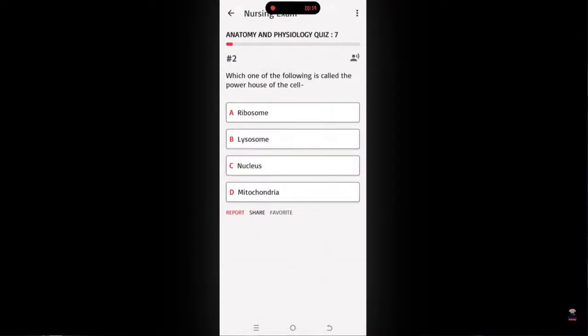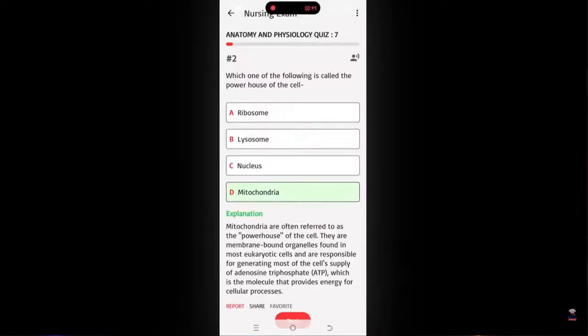Which one of the following is called the powerhouse of the cell? A. Ribosome, B. Lysosome, C. Nucleus, D. Mitochondria. Correct answer: D. Mitochondria are often referred to as the powerhouse of the cell. They are membrane-bound organelles found in most eukaryotic cells and are responsible for generating most of the cell's supply of adenosine triphosphate, ATP, which is the molecule that provides energy for cellular processes.